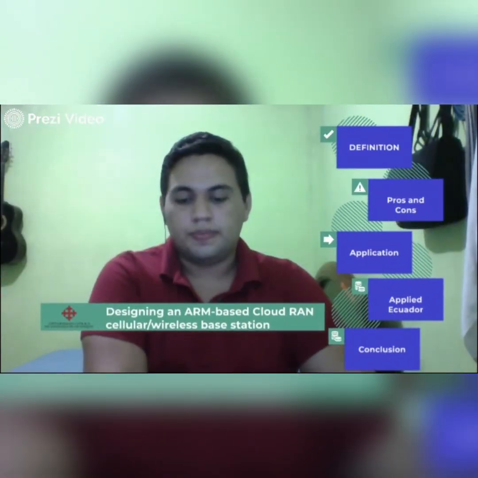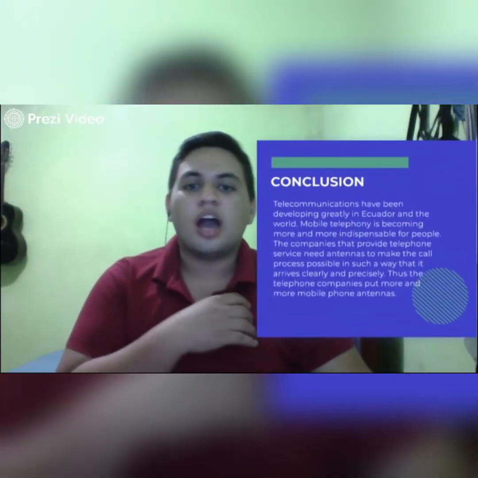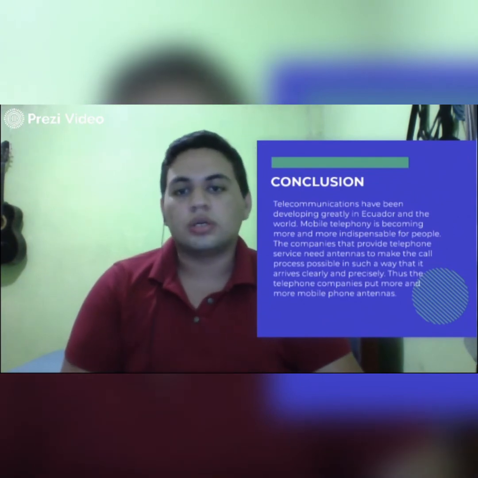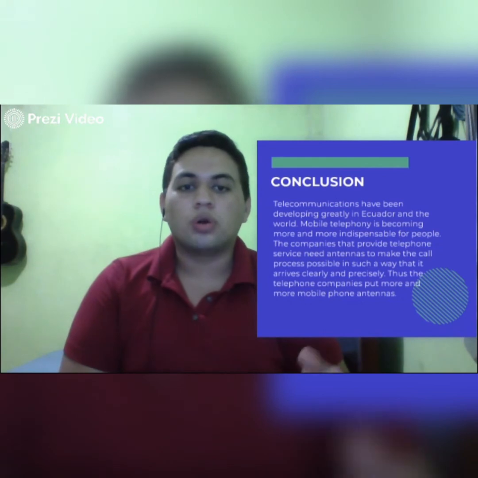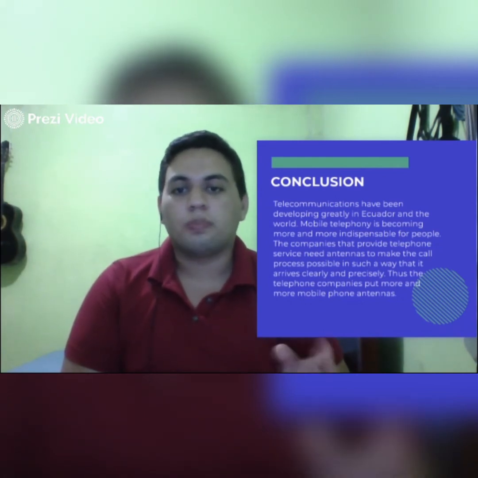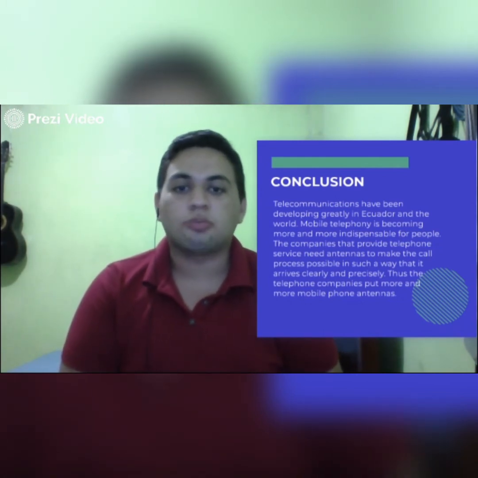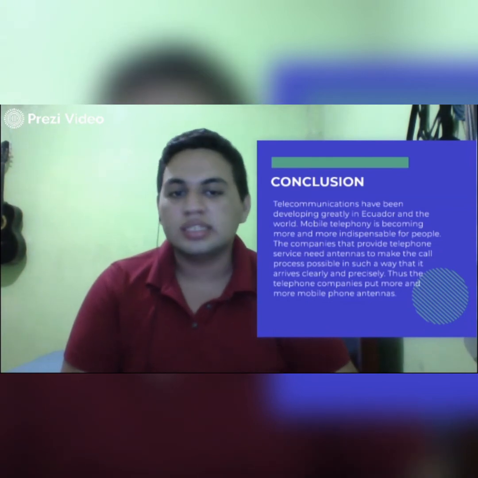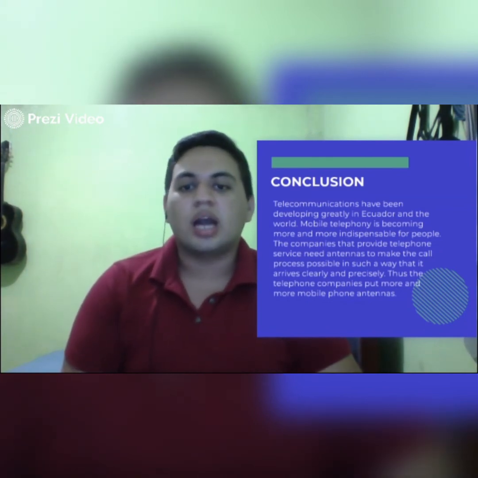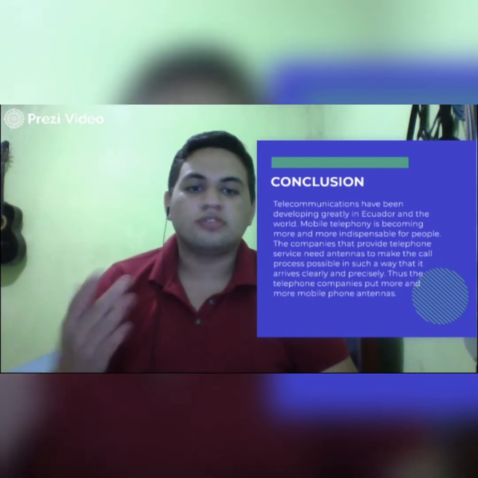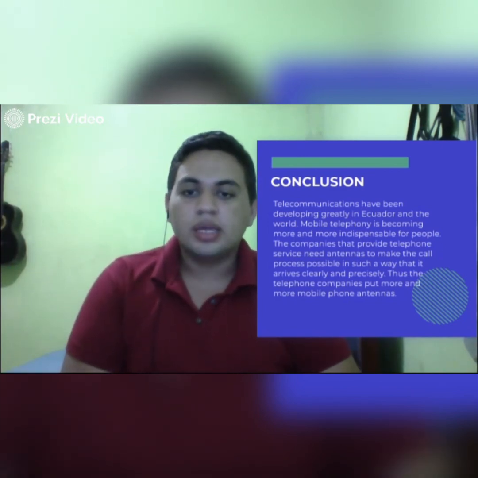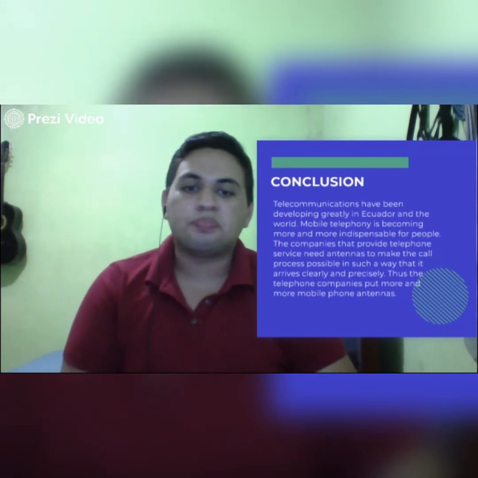Conclusion. Telecommunications have been developing greatly in Ecuador and the world. Mobile telephony is becoming more and more indispensable for people. The companies that provide telephone service need antennas to make the call process possible in such a way that it arrives clearly and precisely. Thus, the telephone companies put up more and more mobile phone antennas.